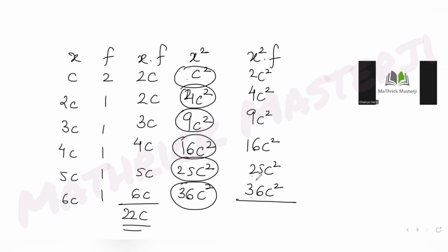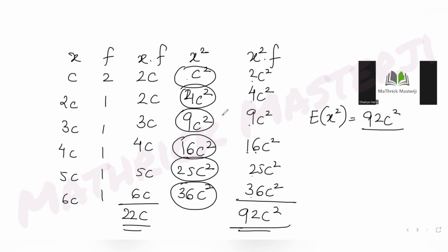So I get 36 plus 25, so 61, and 16, 77, and 9, 86, 90, 92. So I get 92c square. Now, I know expected value of x square. If I want to find sum of x square into f, which is 92c square, divided by the total of frequency, which is 7. So expected value of x, I get this is 22c divided by 7. So I have this. Let's try to solve it now.